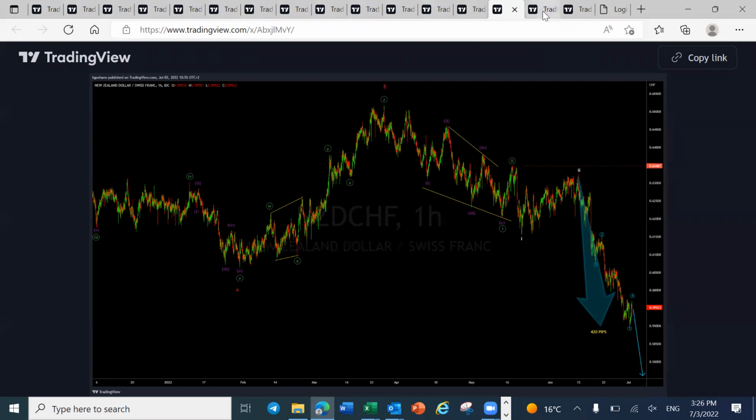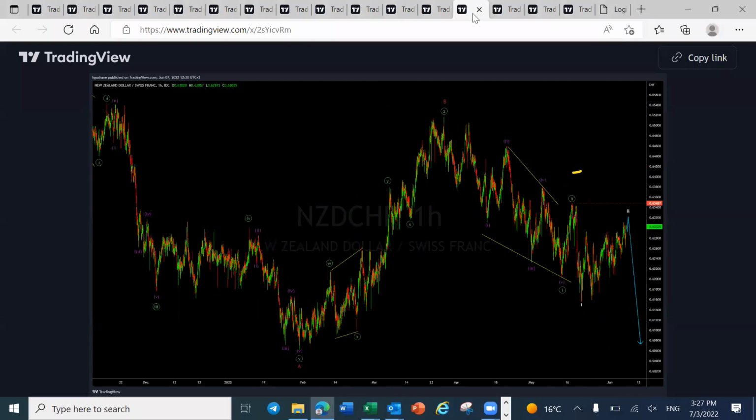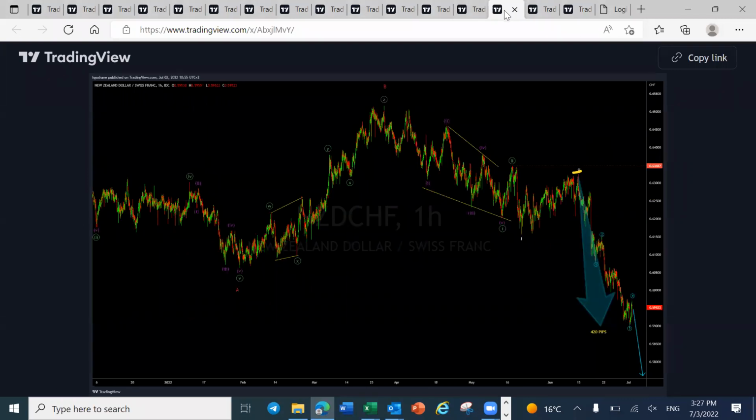I don't know how many of you trade New Zealand Swiss. It's usually a slow chart, but this time we just got a nice impulsive move from what we forecasted was going to happen. So look at that. From there, you can see inch perfect, right on the money, and this is how it plays out. So that's what we have on New Zealand Swiss.